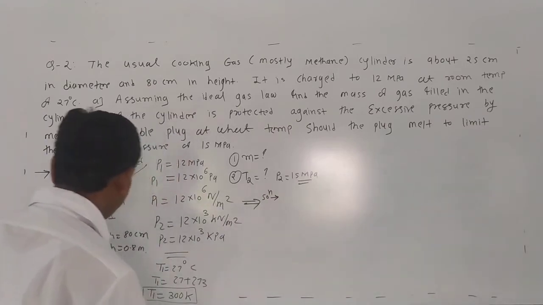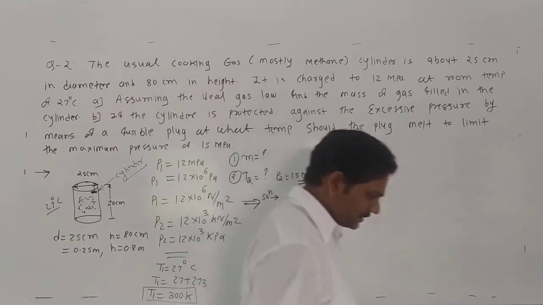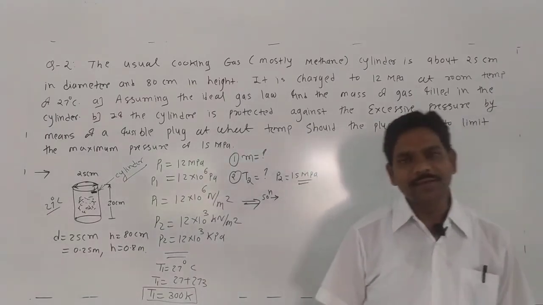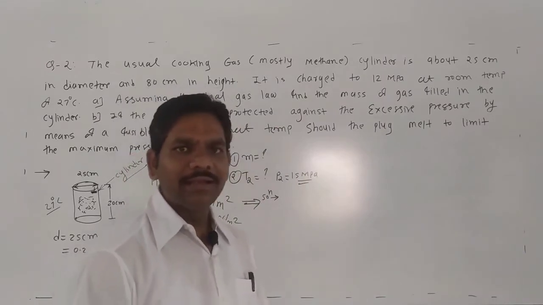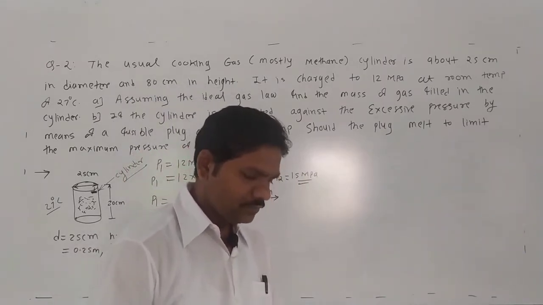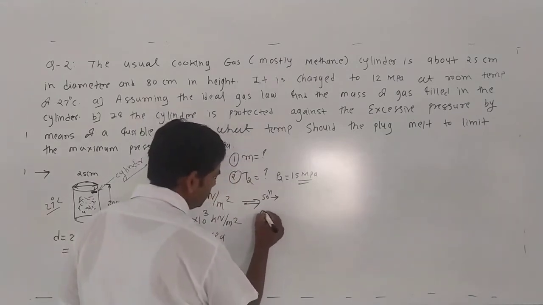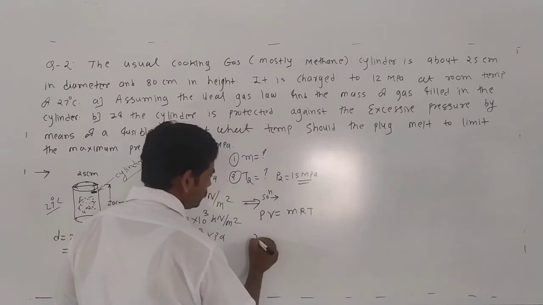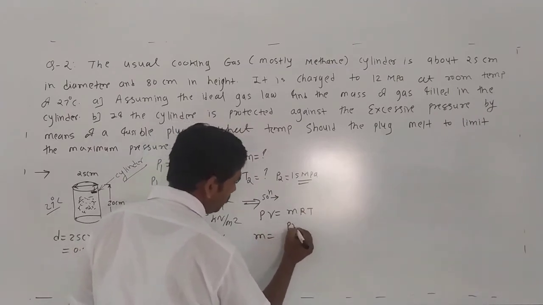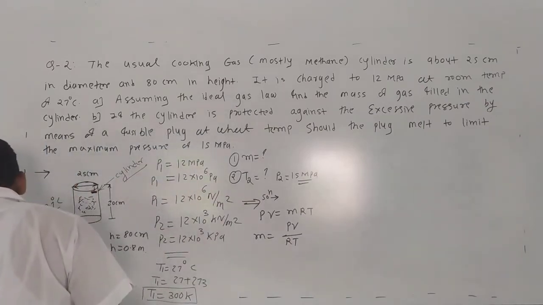Okay, so see here, guys. First of all, we determine the mass of the gas. So how can you determine the mass of the gas? Very simple, by using the ideal gas equation. We know the ideal gas equation. What is the ideal gas equation? PV is equal to mRT. So m is equal to PV upon RT, right?